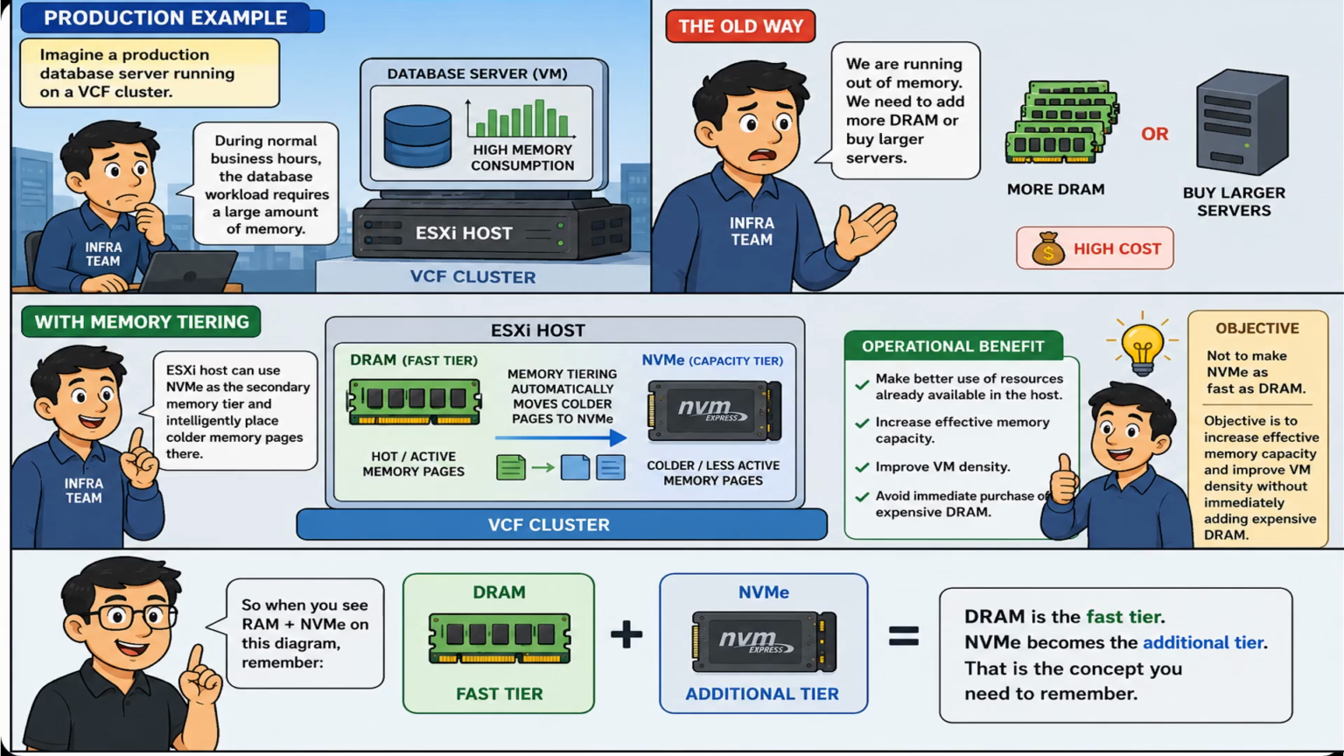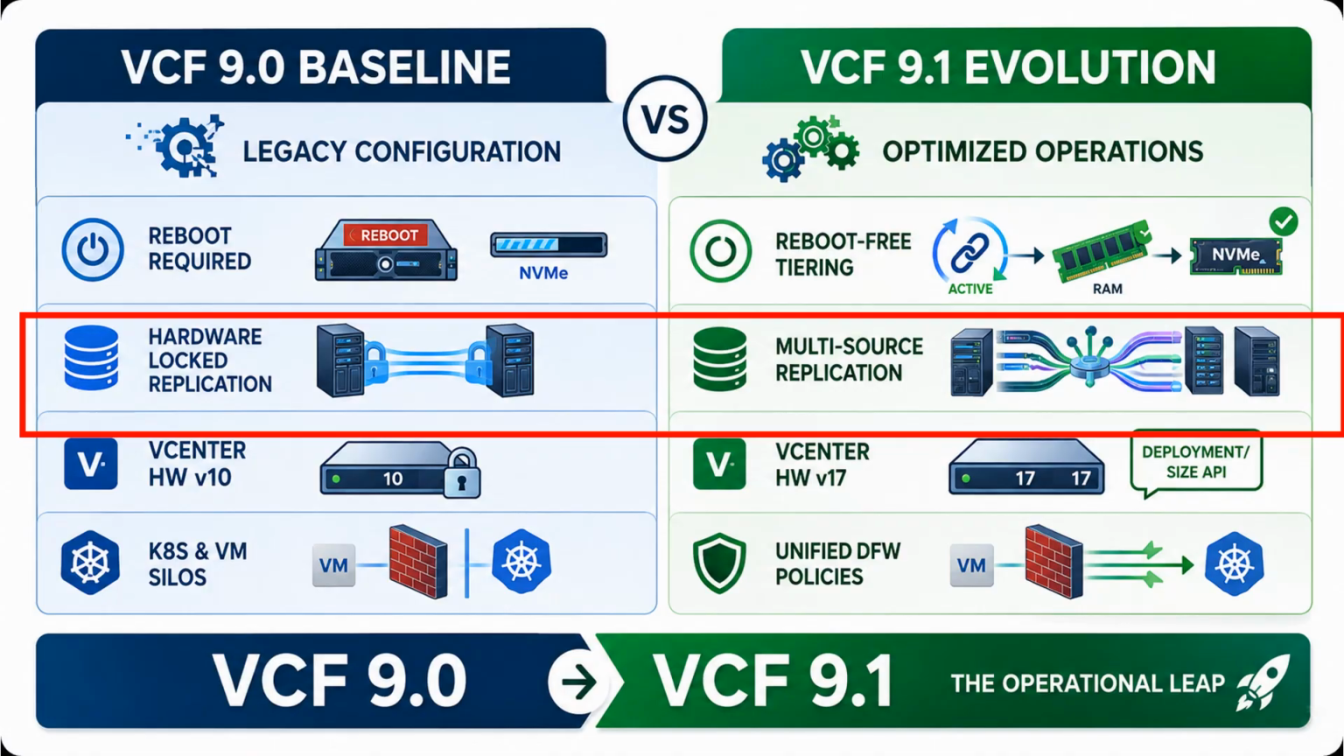So instead of buying large servers or spending more cost on RAM to meet our requirement, we can use the NVMe drives which are there in that ESXi host to act as memory. So that is the concept you need to understand here. Then let's move to the next one, hardware locked replication.